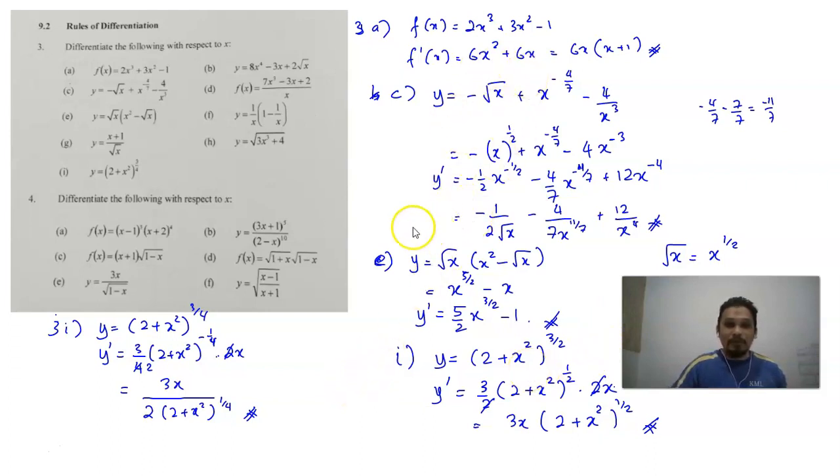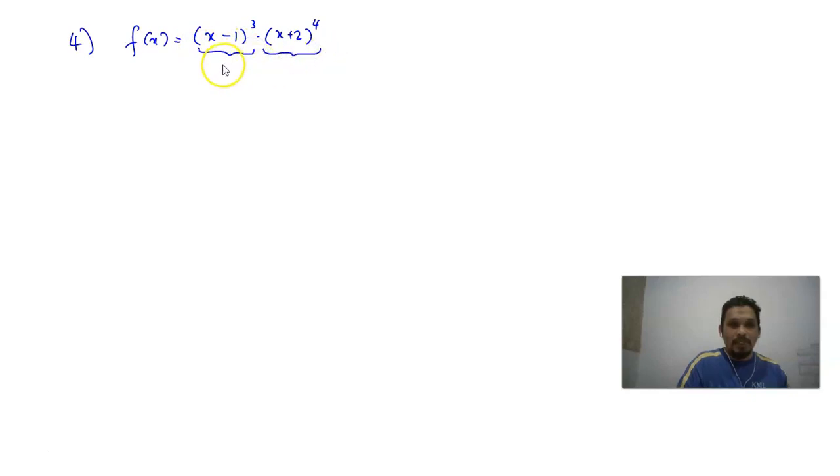A few questions from the collection of 3 here. So let's take a look at question number 4. Okay, question number 4. I choose the first one here: f(x) equals (x - 1) cubed multiplied with (x + 2) to the power of 4. Okay, multiplication product rule between these two functions, (x - 1) cubed and (x + 2) to the power of 4. Let's make these u and v.